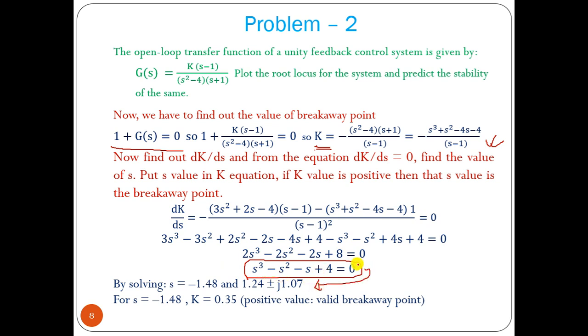Now that is a third order equation. So to find out the roots of that, you can solve by your own, or you can use a scientific calculator to find out the roots. Okay. So s value is this one, minus 1.48, and a complex number. Okay. Now if we put this s value into this K equation, we can observe that K value becomes 0.35. So that is the valid breakaway point.